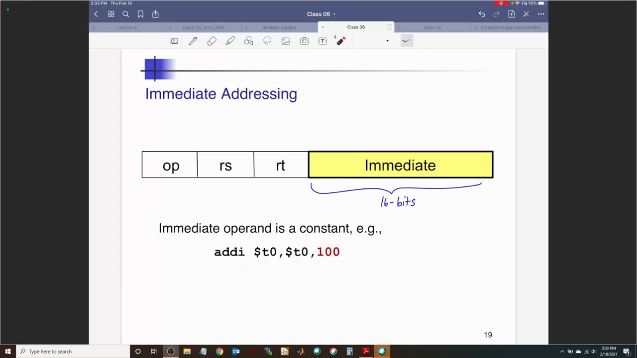So this is a mode of addressing in which the operand is provided directly as part of the instruction, right? So I can write this: operand is provided as part of the instruction. So this is your immediate addressing mode.